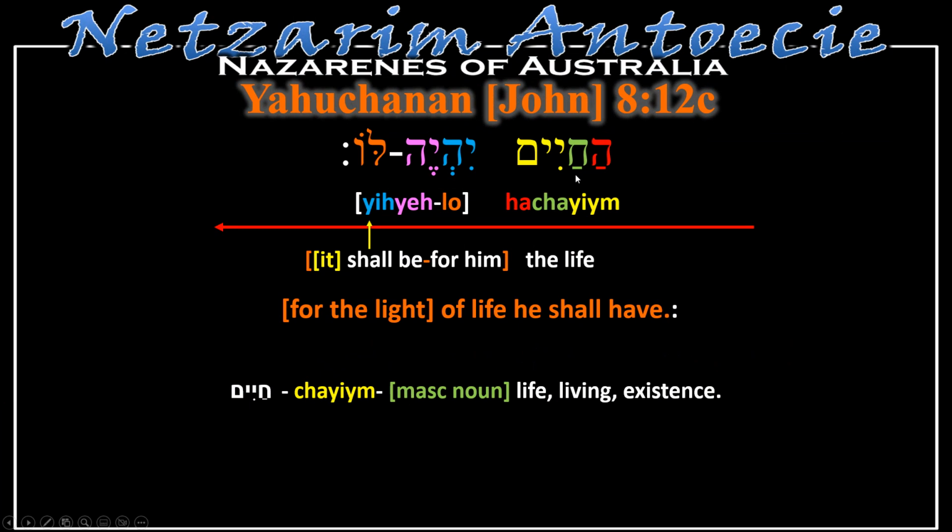and then we get part C, where we have a hey, chet, yod, mem sofit, yod, hey, lamed, vav, and we read it. Ha-chayim, meaning life, right? Chay means life. It's sort of like the plural life with the im on the end. The life, yihyeh, it shall be, because with the yod it's an imperfect form, and we know haya means to be. So therefore, it shall be, and then lo, for him, or to him. For the light of life he shall have.